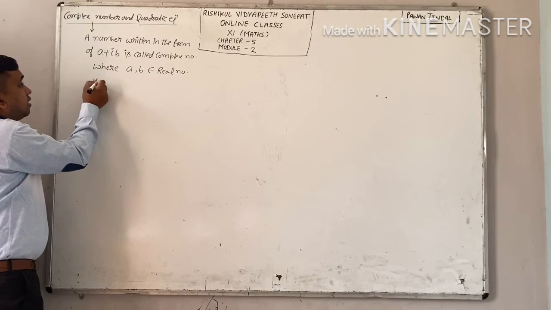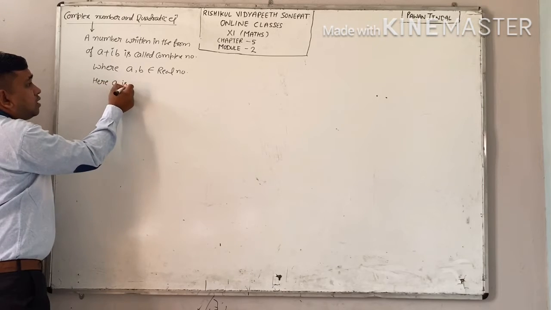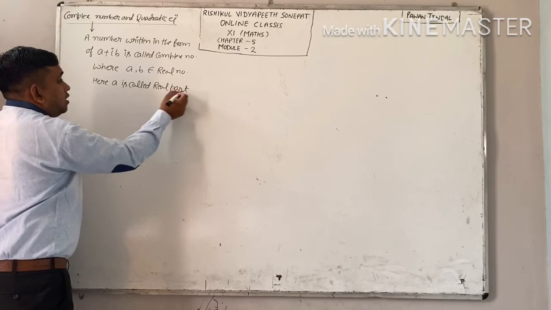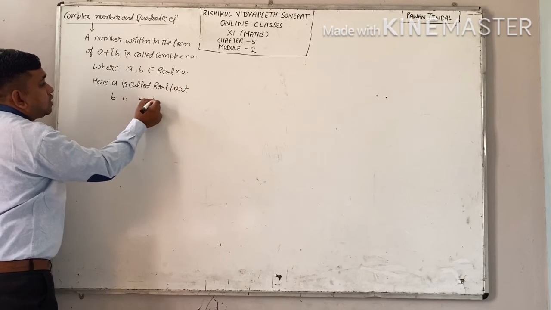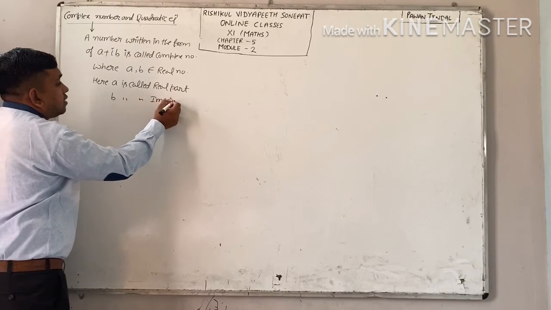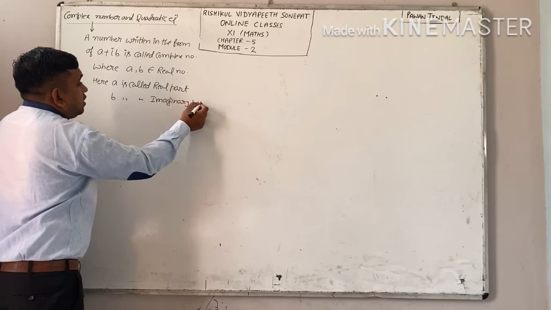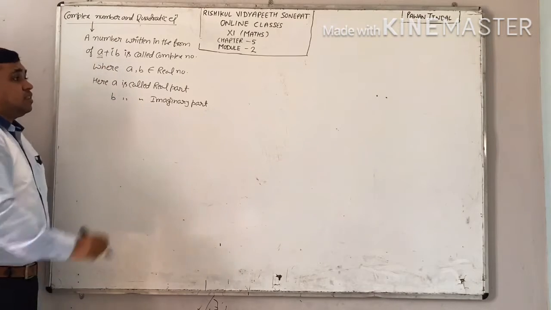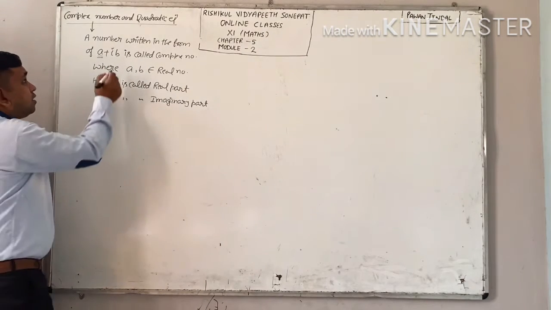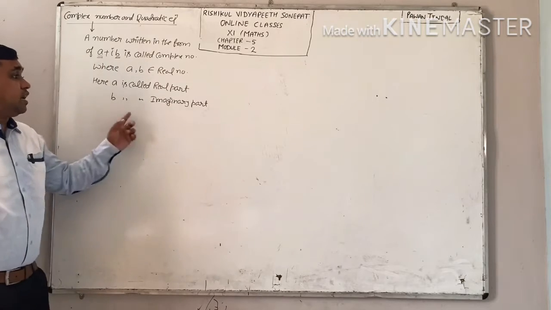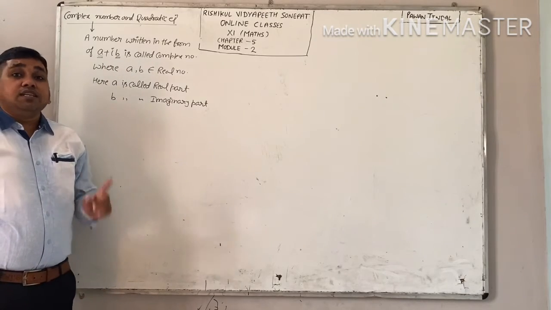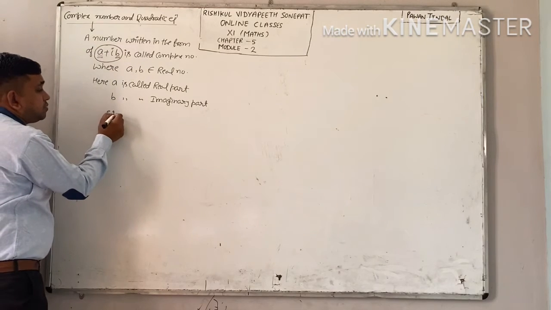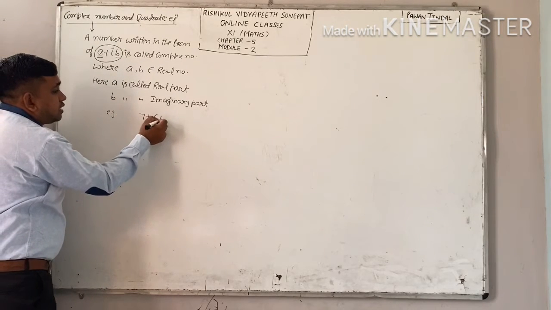Here a is called real part and b is called your imaginary part. In short form you can say like this: the term without iota, that is called your real part, and the term with iota, the number with iota, that is called your imaginary part. But condition is that number should be in the form of a plus iota b. For example, see 7 plus 6 iota. This is your complex number.